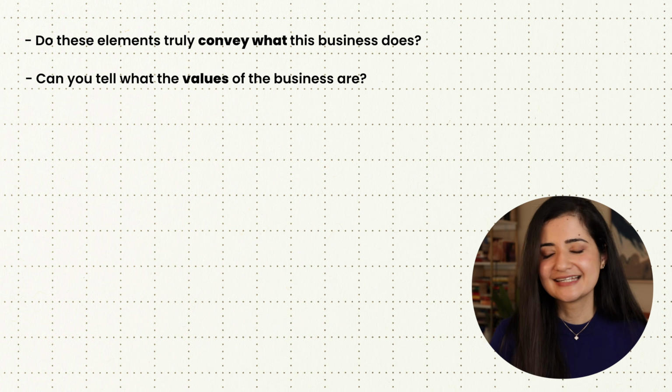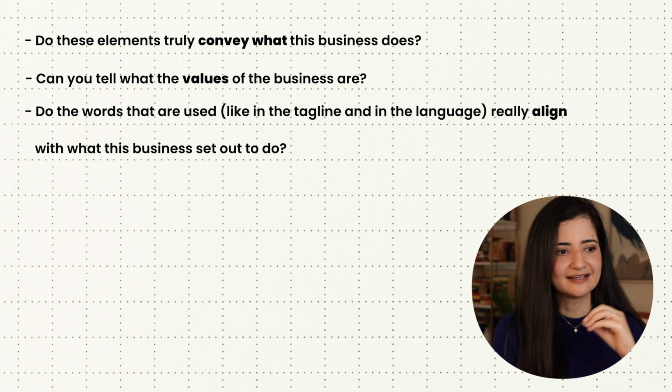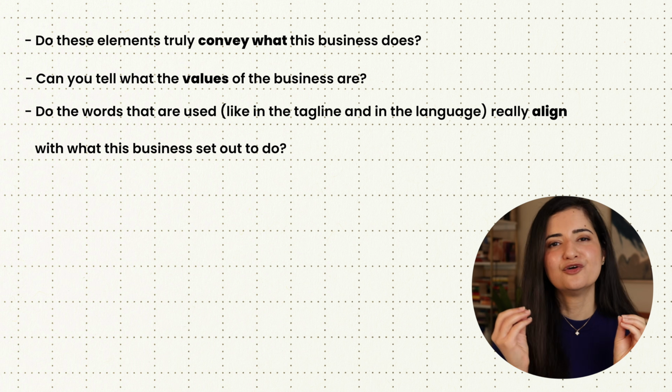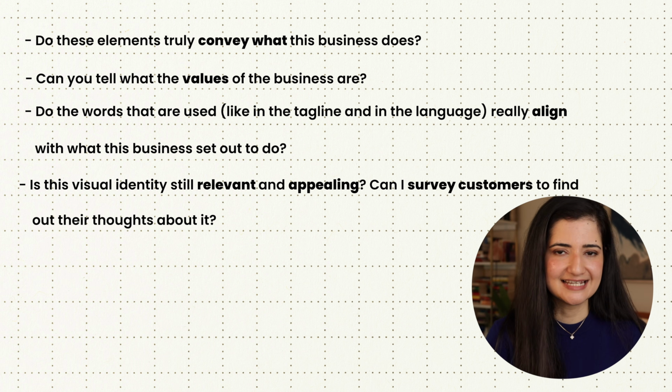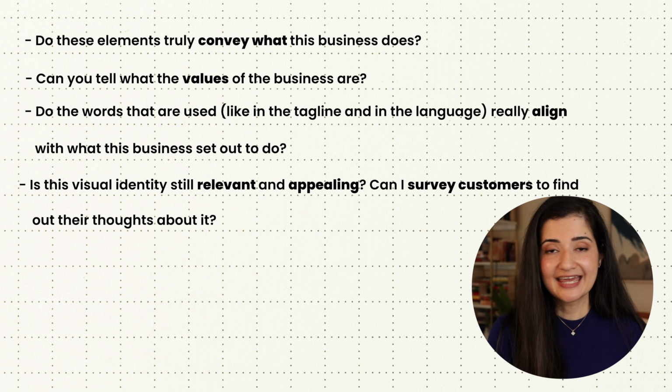Now, to evaluate all these elements, you can ask yourself questions like, do these elements truly convey what the business does? Can you tell what the values of the business are? Do the words that are used, like the copywriting and the tagline, really align with what this business set out to do? Is the visual identity still relevant and appealing? Can I possibly survey some customers to find out what they think about it? You can make your own assessment about whether you think these elements are helping the brand and business or not.